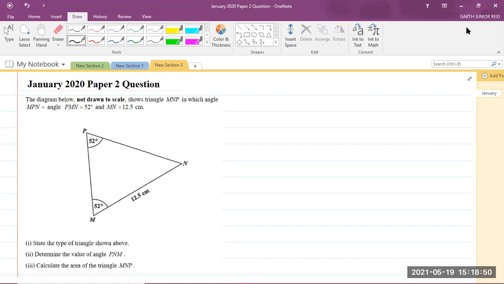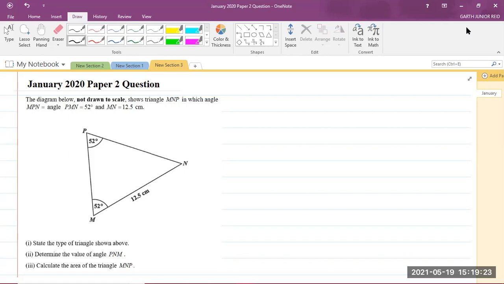Mr. Garfield here, and we're going to be looking at a CSEC Mathematics past paper question from the January 2020 paper 2. The question says the diagram below, not drawn to scale, shows a triangle MNP in which angle MPN is equal to angle PMN, and both of those are equal to 52 degrees, as you can see from the diagram. And the length of MN, that's the length of that side, is 12.5 centimeters.